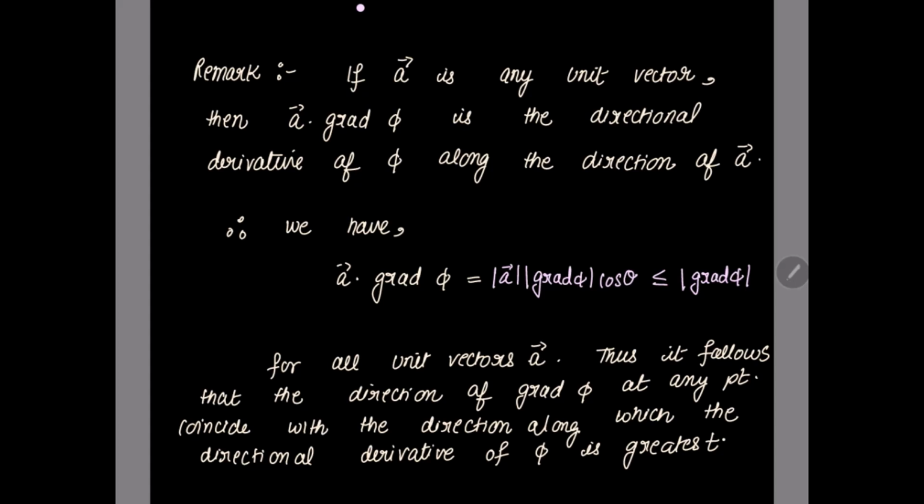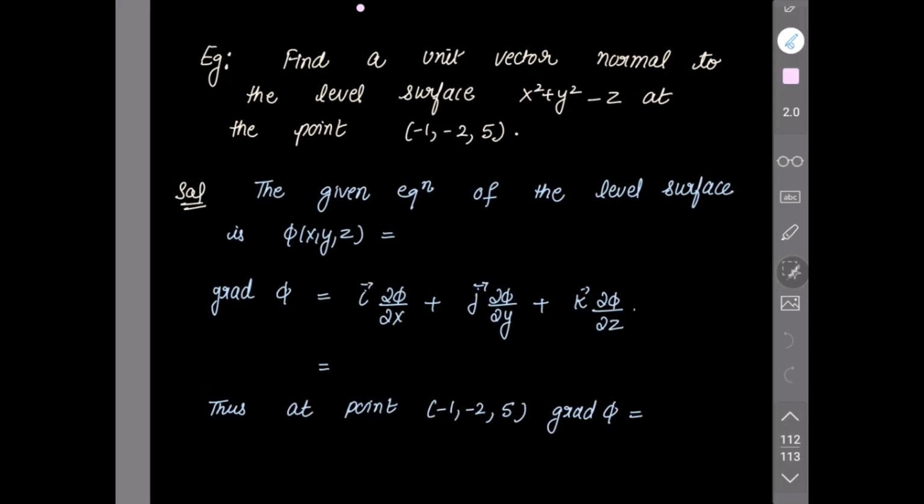So thus what follows from here, since this dot product is less than or equal to mod grad phi, is that the direction of grad phi at any point coincides with the direction along which the directional derivative of phi is greatest, right? Let's do one example which will make you more clear about the geometrical interpretation of grad phi.